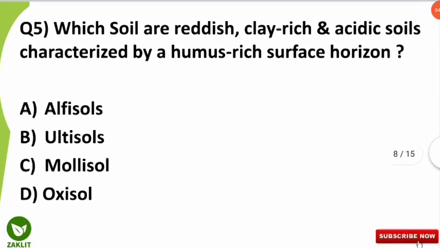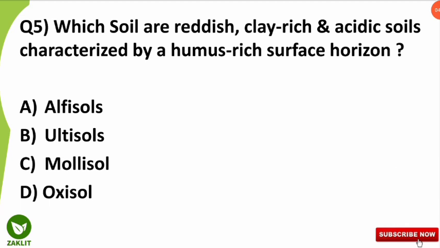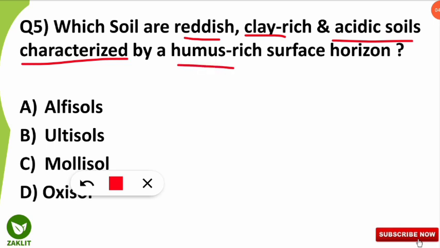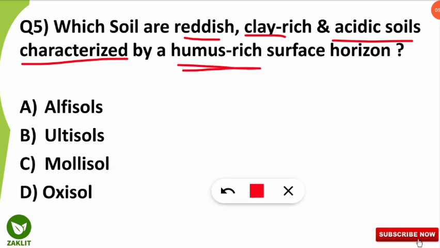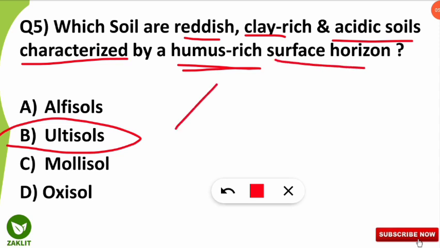The next question was, which soils are reddish in color? They are clay-rich and acidic soils characterized by a humus-rich surface horizon. So in this question, I'll wait for a few seconds to think. And here, I hope you have got the answer. The answer is ultisols, the kind of soils which are reddish, clay-rich and acidic soils characterized by the surface horizon rich in high humus content.